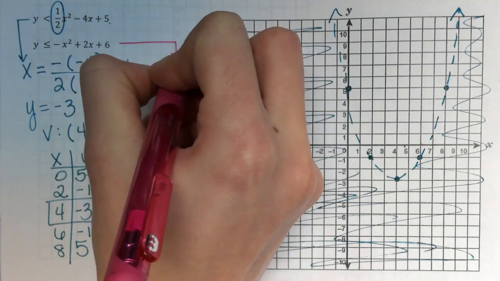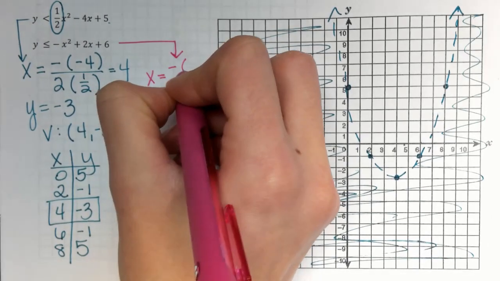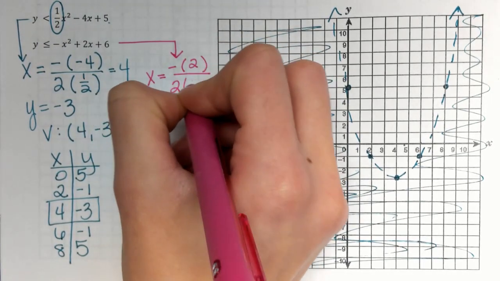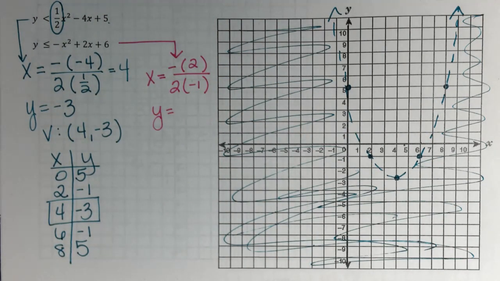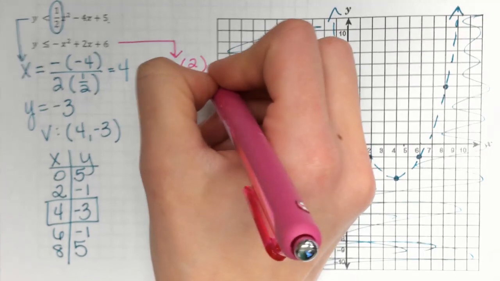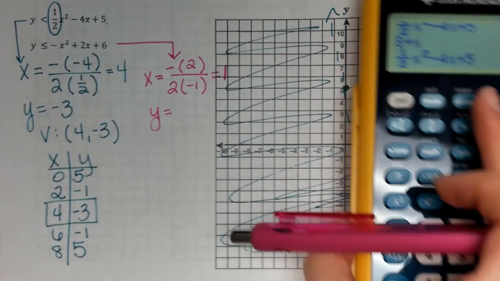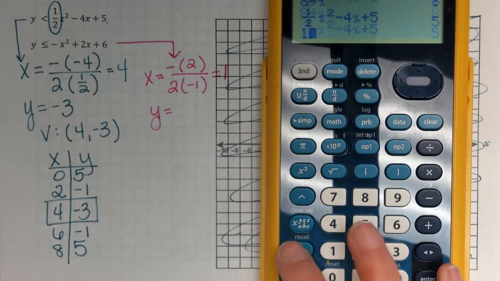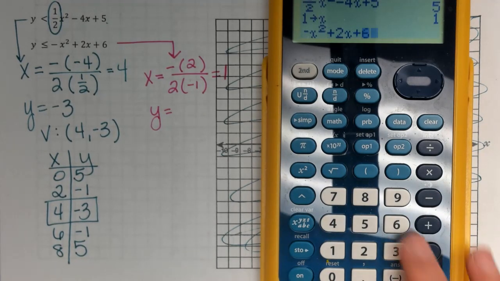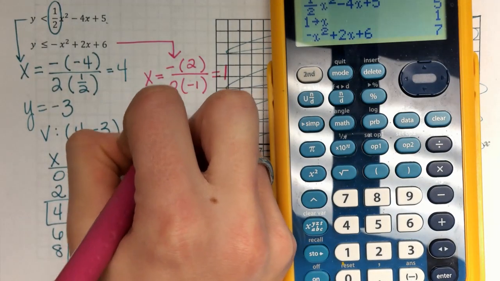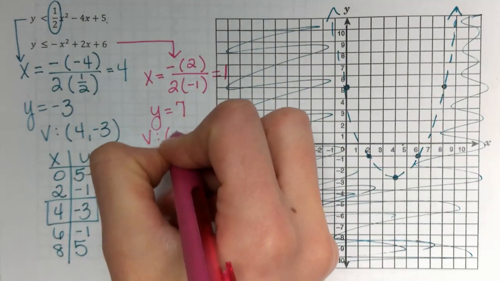And then I'm going to repeat those same steps for the second inequality. x is equal to negative 2 all over 2 times negative 1. So negative 2 divided by negative 2 is going to give me 1. 1 stored for x, and I've got negative x squared plus 2x plus 6 gives me 7. So my vertex is 1, 7.